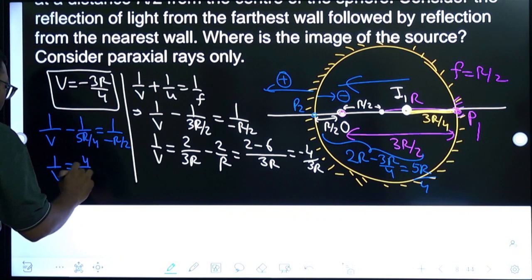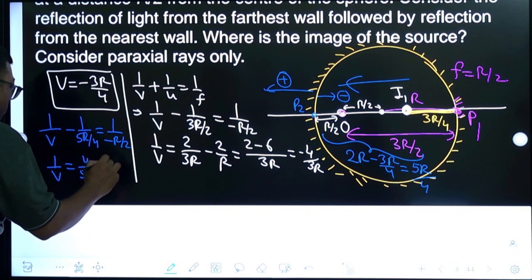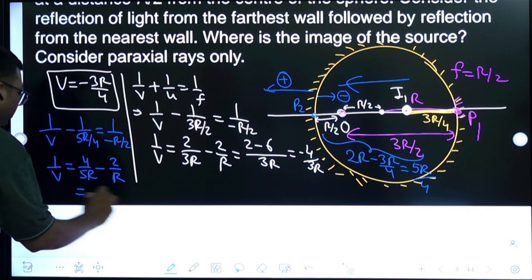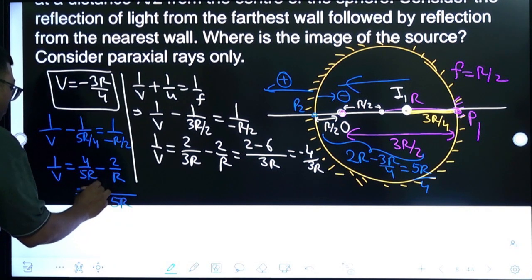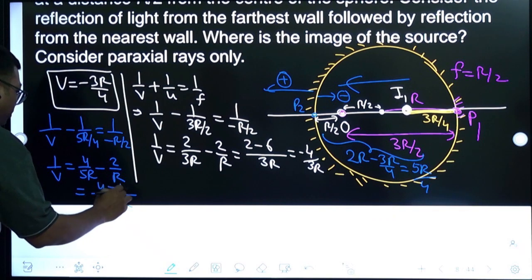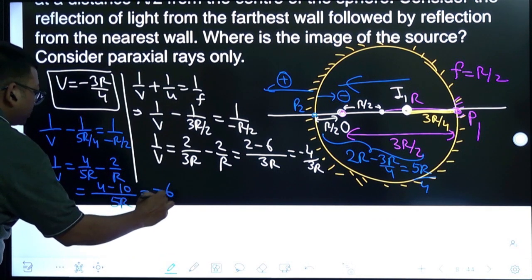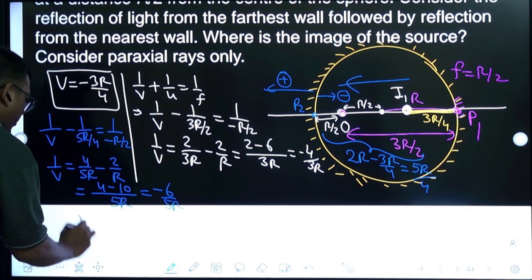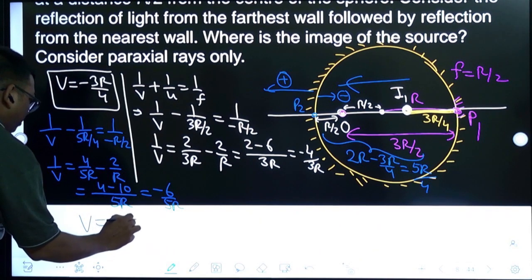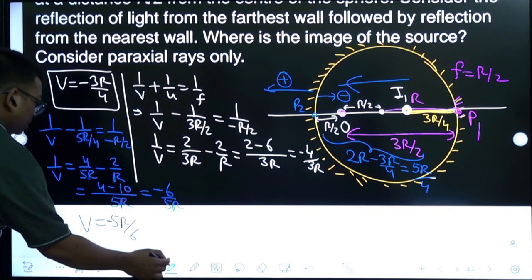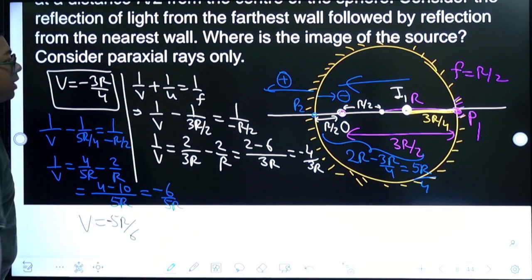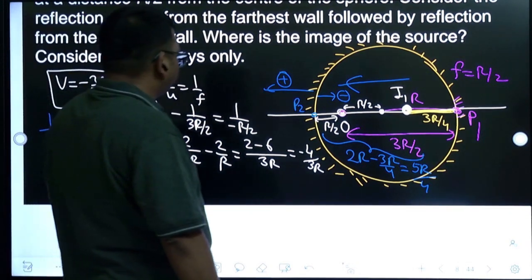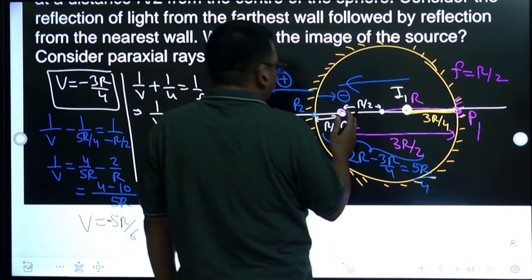So 4 by 5r minus 2 by r, take LCM, 5r: 4 minus 5 into 2, 10. So it is coming minus 6 by 5r. So finally we are calculating this v is equal to 5r by 6. But minus means the same side. So finally the image is coming as 5r by 6 distance from this side.